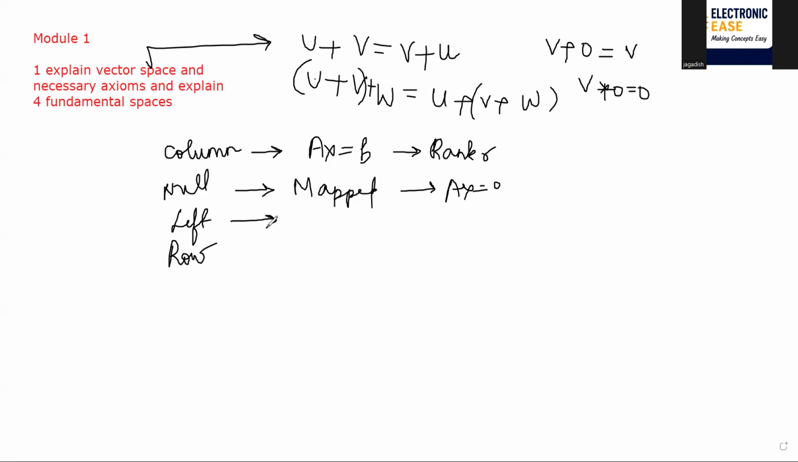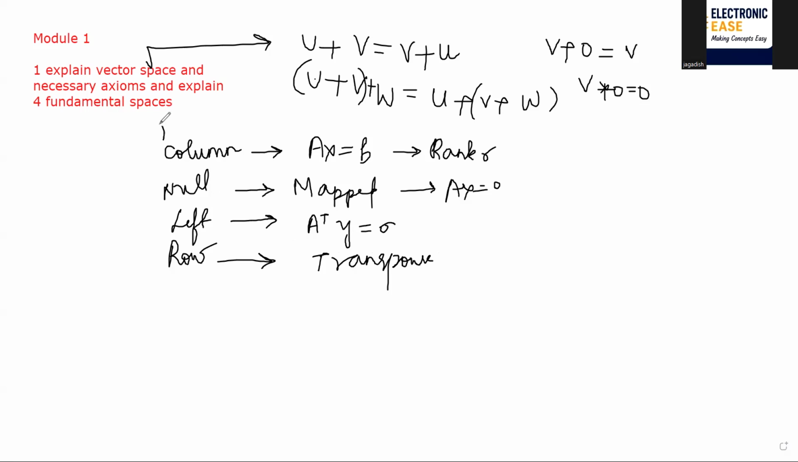In the left null space, what you will be doing, students? Whatever you have done for the null space, you will be doing the transpose of it: A transpose of y is equal to 0. I have shared this in the recorded classes in the slow format. This is just a revision or wind up of all the modules in the 40-minute session. In the row space, you will be doing the transpose of the column space. That is called the row space.